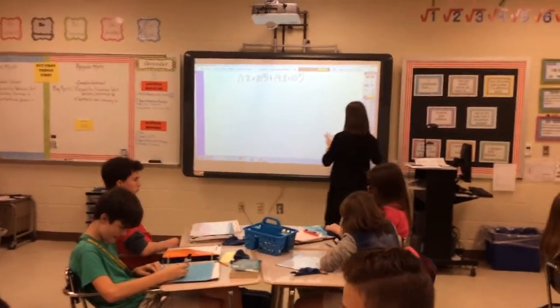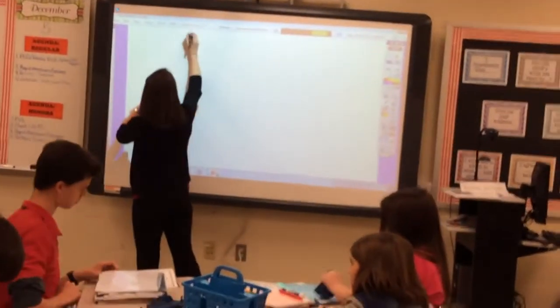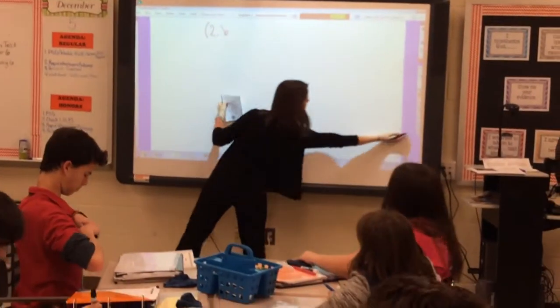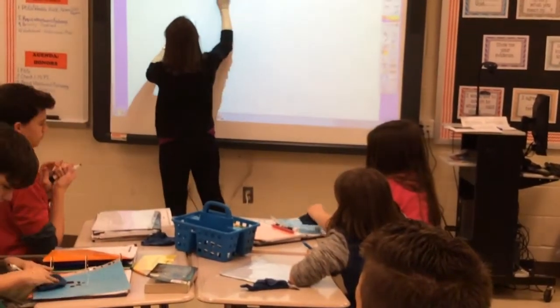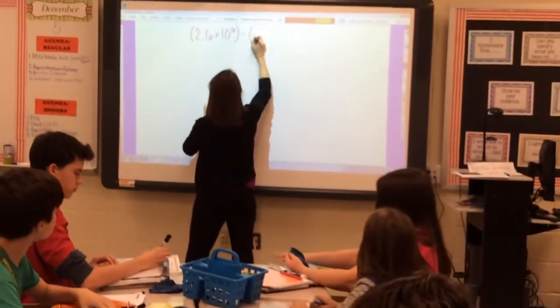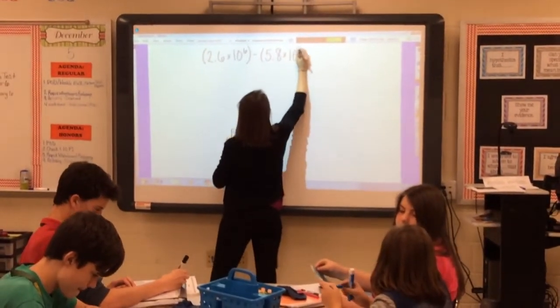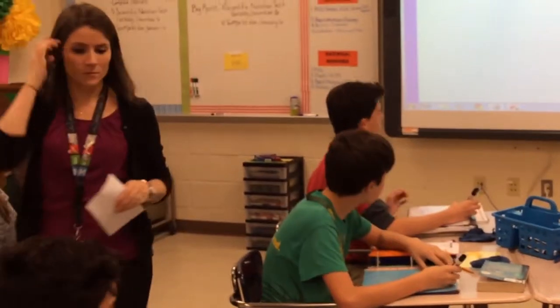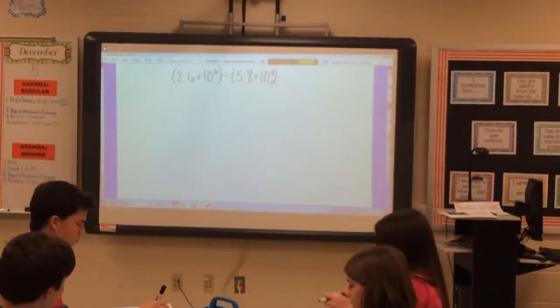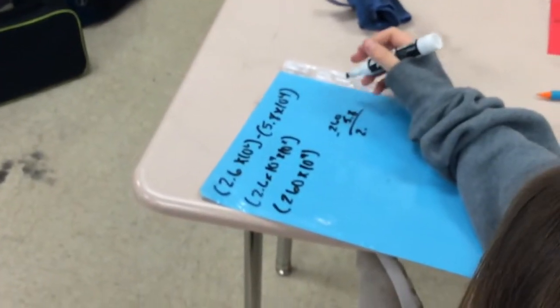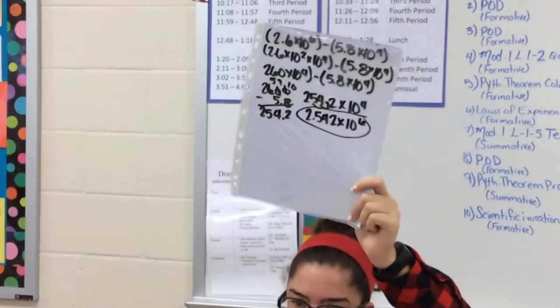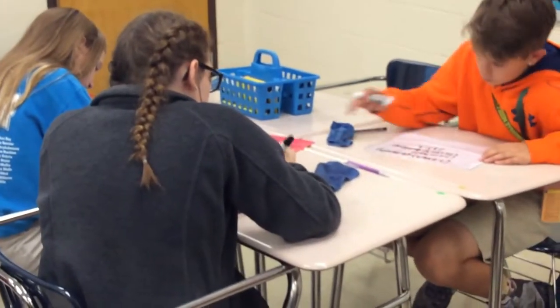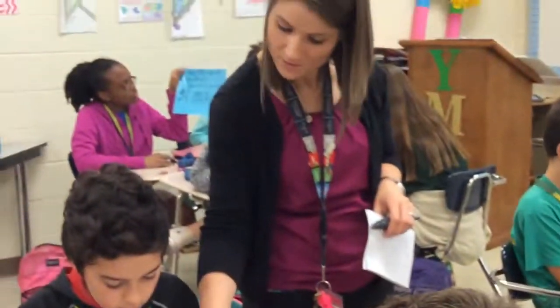Okay, let's do a subtraction one, we'll check that one, and then we will start the activity. So 2 6/10 times 10 to the 6th power minus 5 8/10 times 10 to the 4th power. I'm just trying to get my exponent to match the 12. So 10 to the 12th power times 10 to the first power.